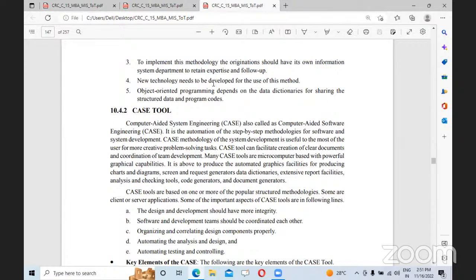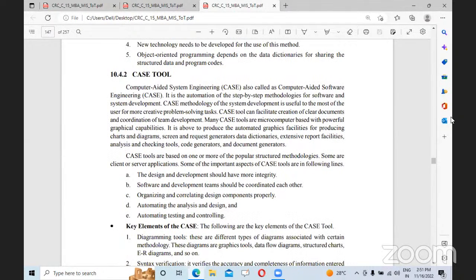Many CASE tools are microcomputer based with powerful graphical capabilities, and they produce automated graphics, facilitating the production of charts and diagrams. They include screen and report generators, data dictionaries, extensive report facilities, analysis and checking tools, code generators, and document generators. CASE tools are based on one or more of the popular structured methodologies. Some are client or server applications, and some of the important aspects of CASE tools are in the following lines.